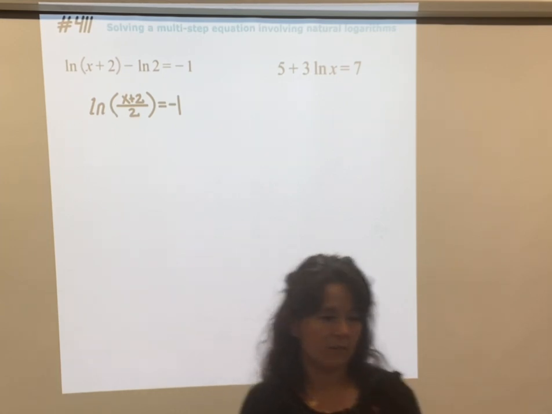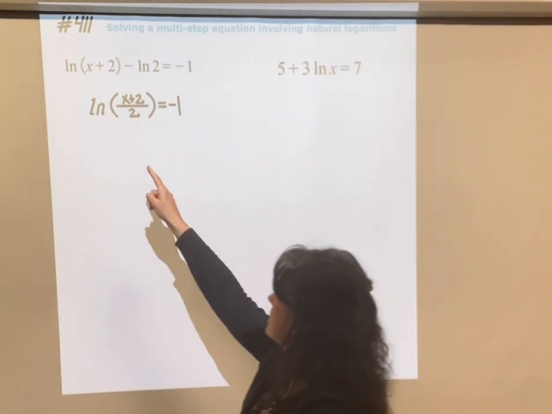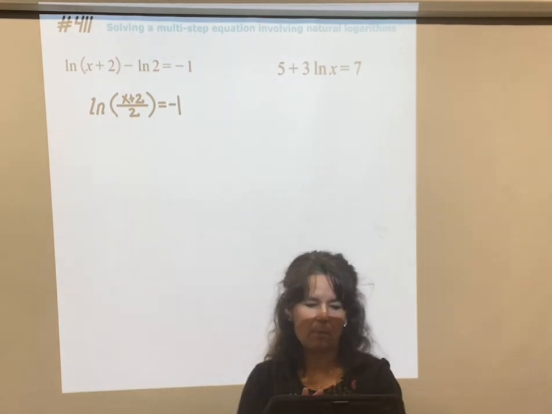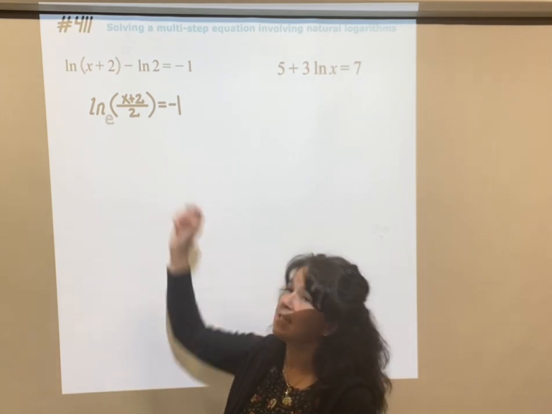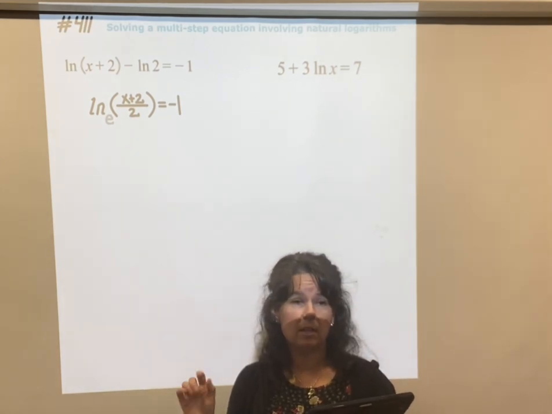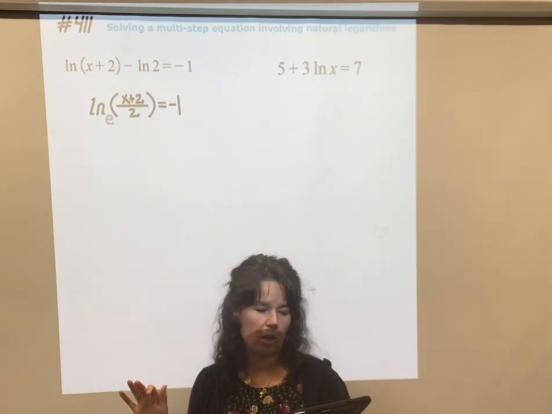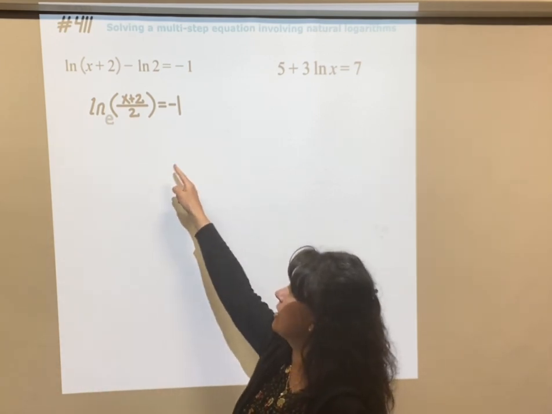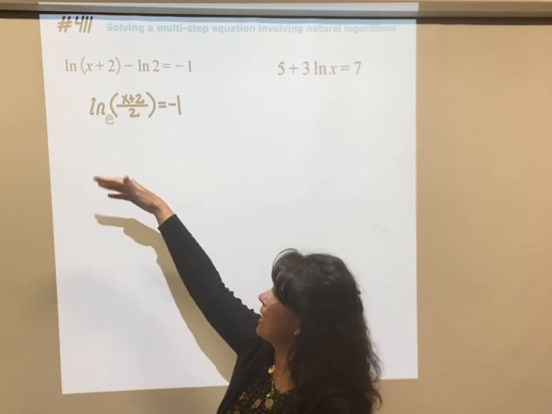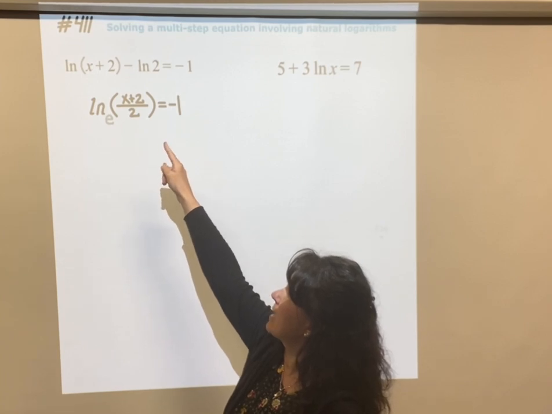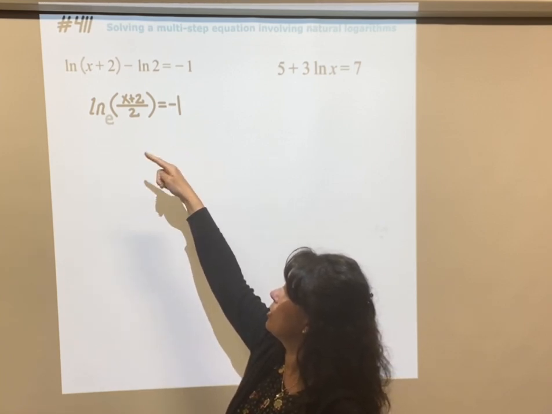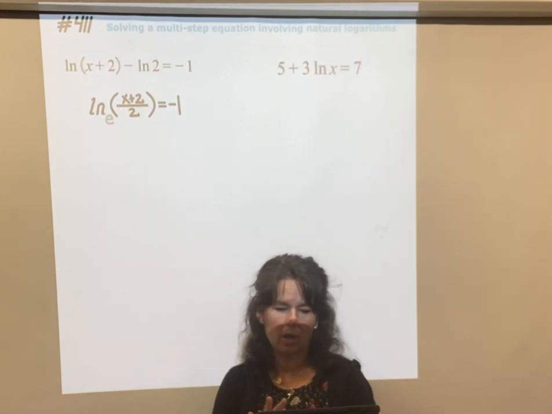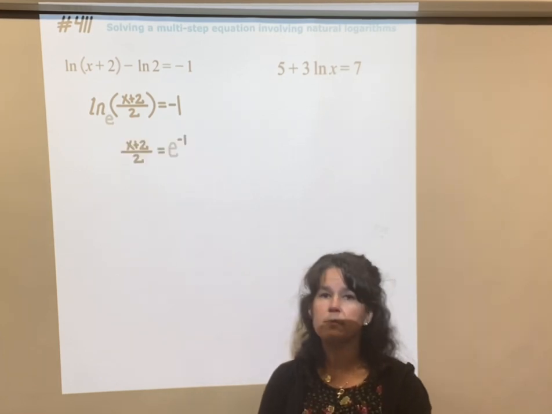Now that I have this single logarithm, the base that I may not notice here is its base e. That's that invisible base on natural log. Okay, so that e tunnels under and that natural log goes away. So I'm going to have x plus 2 over 2 equals e to the power of -1.